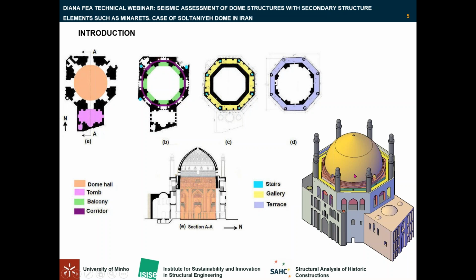The building has 11 staircases, 8 of which start from the first floor and continue inside the minarets. As you can see, these staircases are in the corners of this octagon. And 3 stairs emerge at the ground level here, the blue circles, and go up to the second floor.